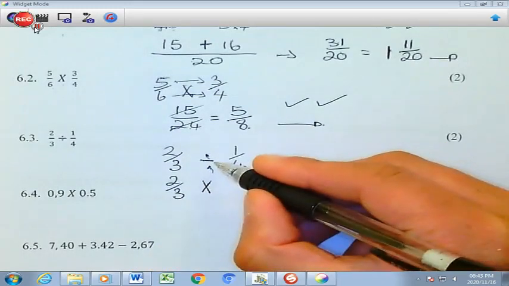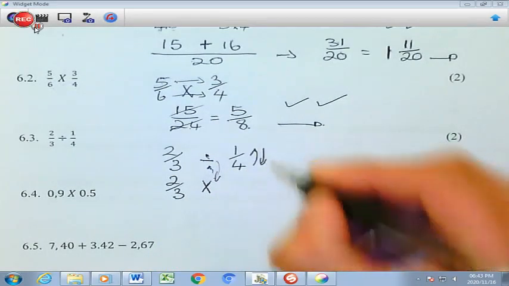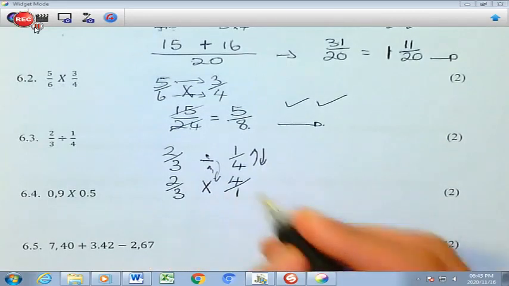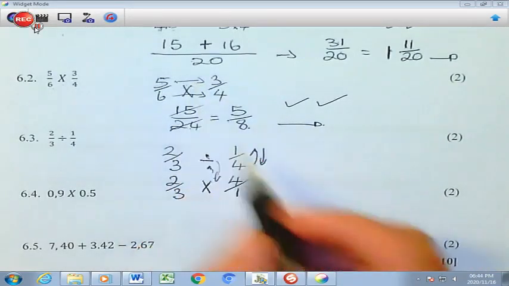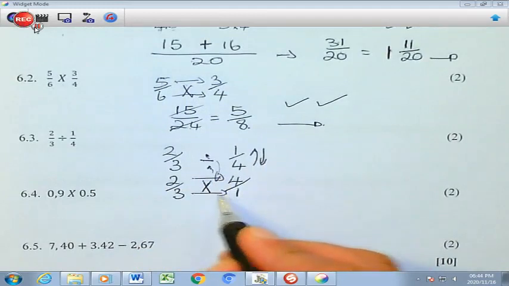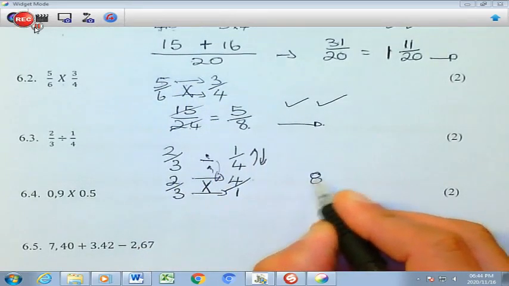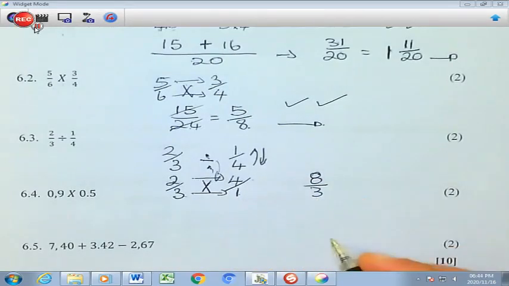but when you change that to multiplication, then you swap these two around. So the 4 goes on top, denominator becomes the numerator, and the 1 becomes the denominator, which was the numerator, 4 over 1. And now it's a normal sum like you have it here. That times that times that. 2 times 4, that is going to be 8. 3 times 1, that's going to be 3.